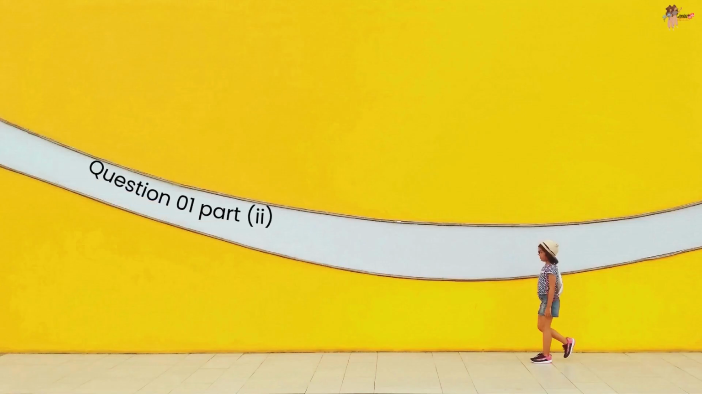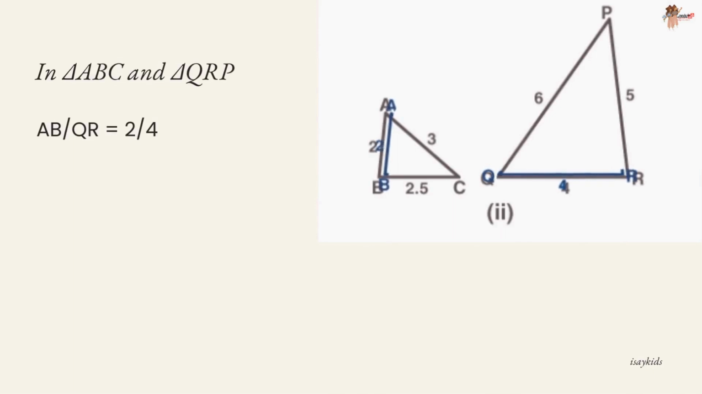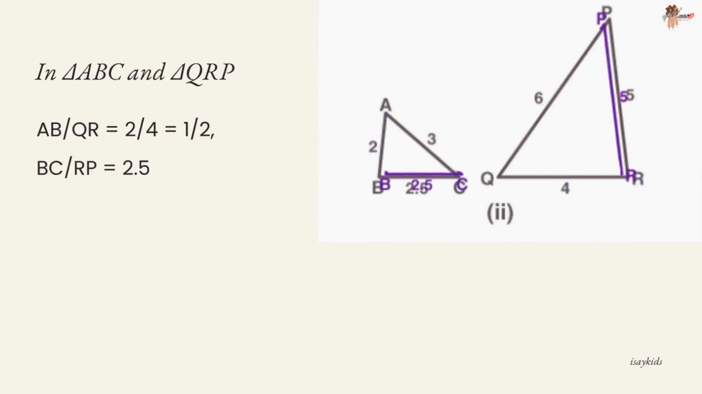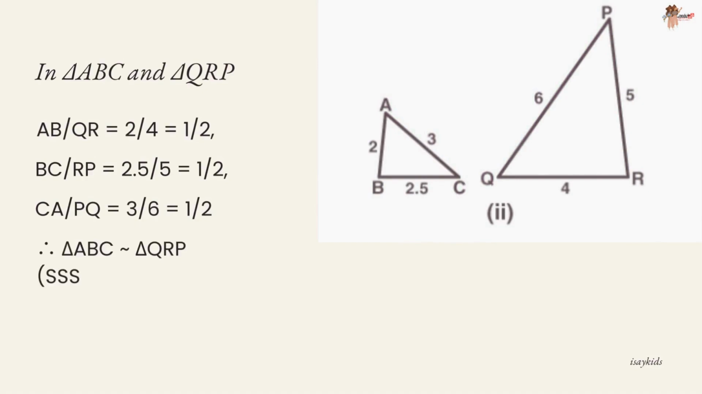Part 2. In triangle ABC and triangle QRP, AB upon QR is equal to 1 by 2. BC upon RP is again 1 by 2. CA upon PQ is equal to 3 by 6, which is equal to 1 by 2. Therefore, triangle ABC is similar to triangle QRP by SSS similarity criteria.